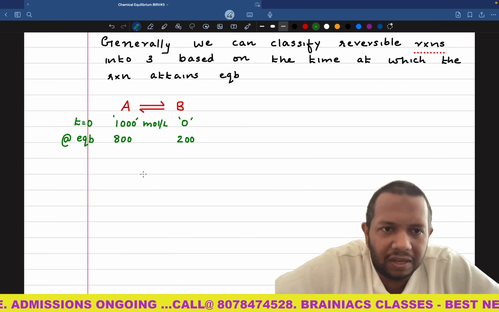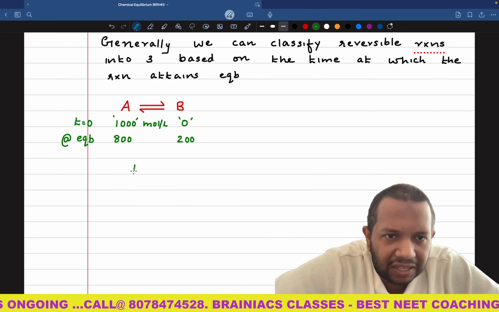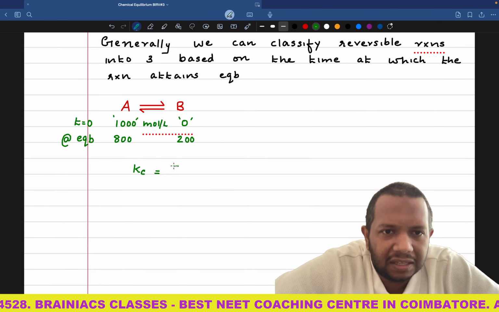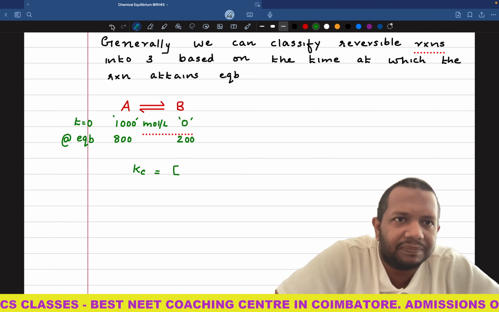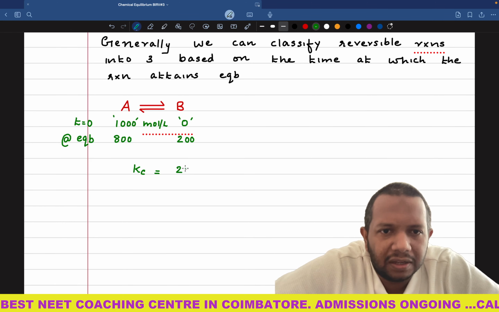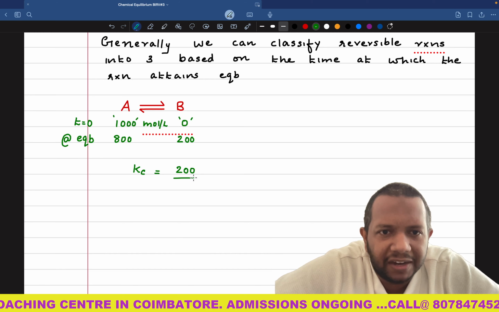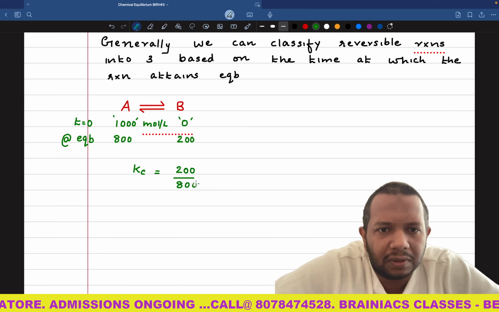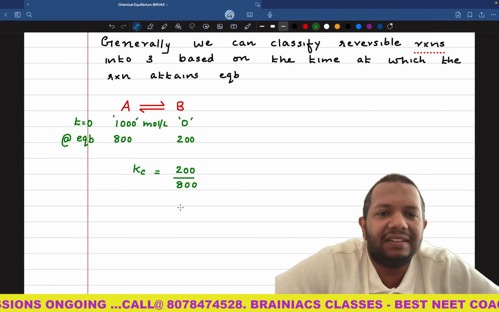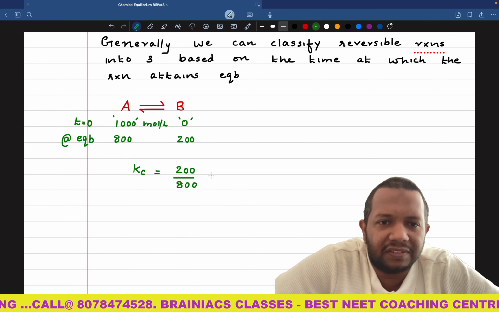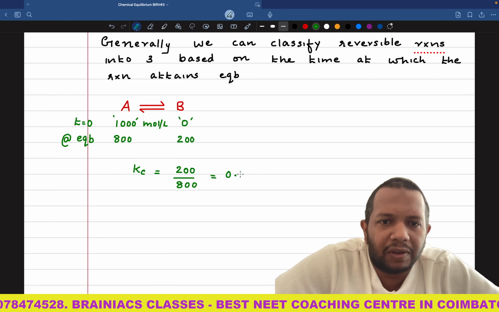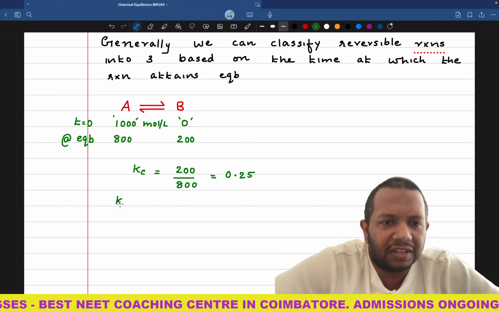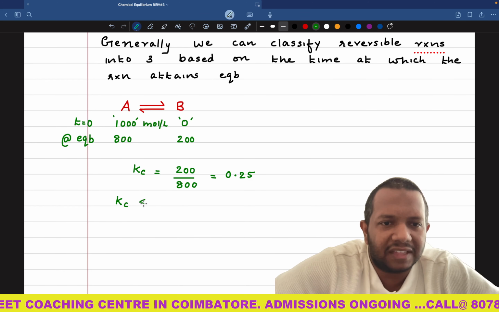So at this point, if I put equilibrium constant Kc, it would be 200, the concentration of the product, divided by the concentration of the reactant, that is 800. So this is 1 by 4, or we can say 0.25, or I can say equilibrium constant Kc has a value less than 1.